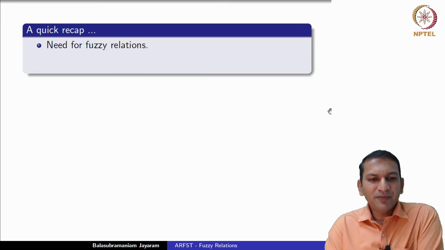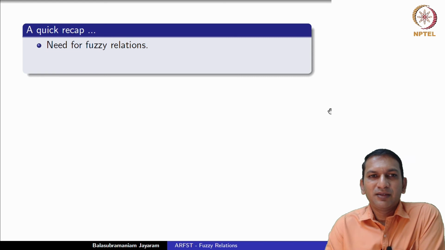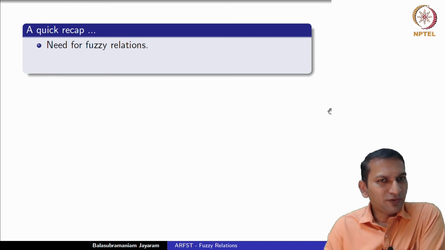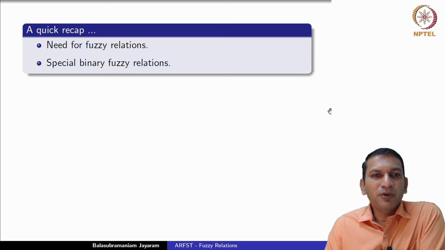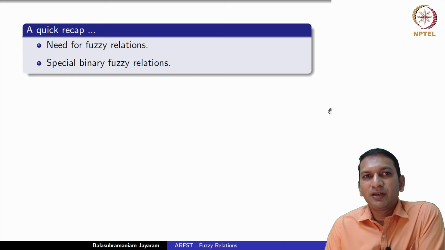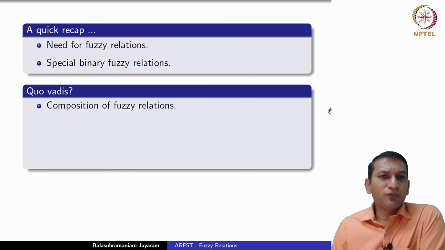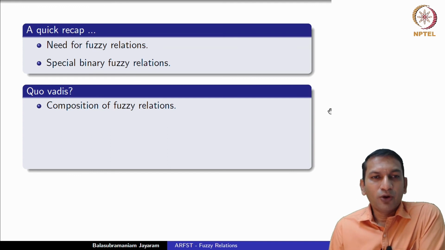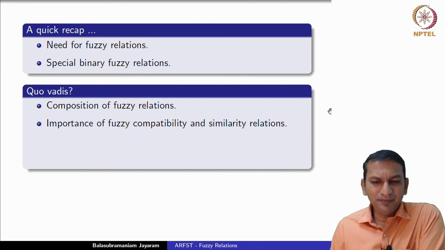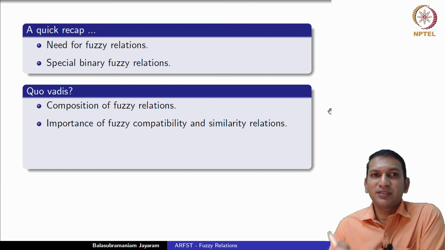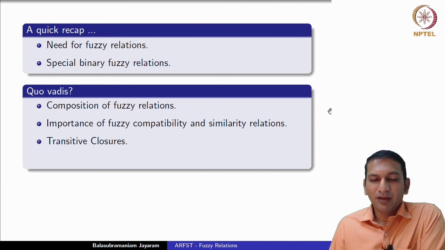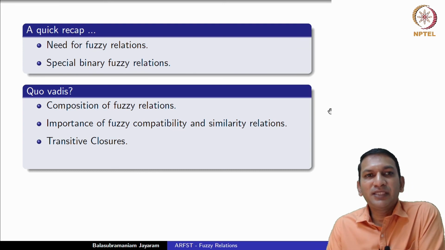So in this lecture, we have just seen briefly what fuzzy relations are and the need for them, and we have touched upon a couple of special binary fuzzy relations, that of similarity and compatibility. Moving forward, we will look at how to compose such fuzzy relations, and the importance of fuzzy compatibility and similarity relations that we have just introduced, and the importance of transitivity itself.